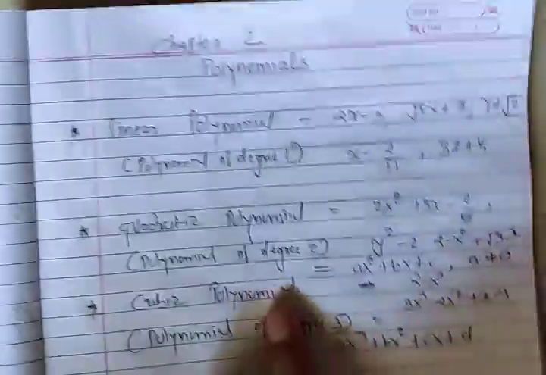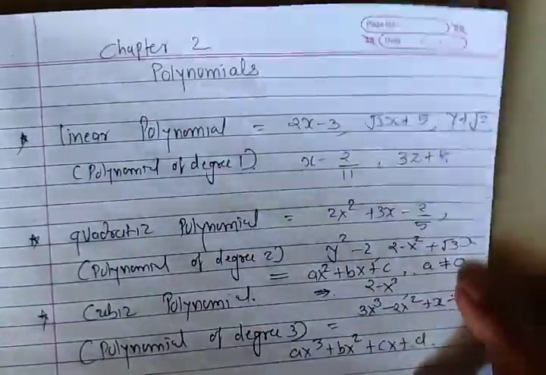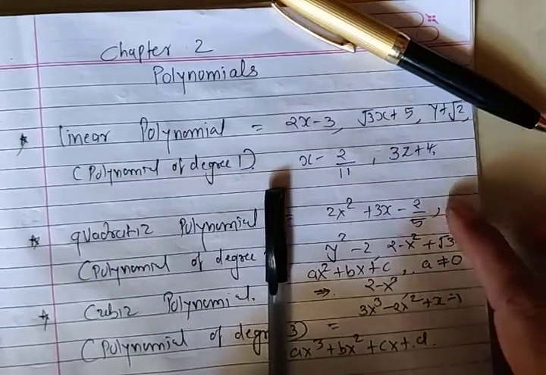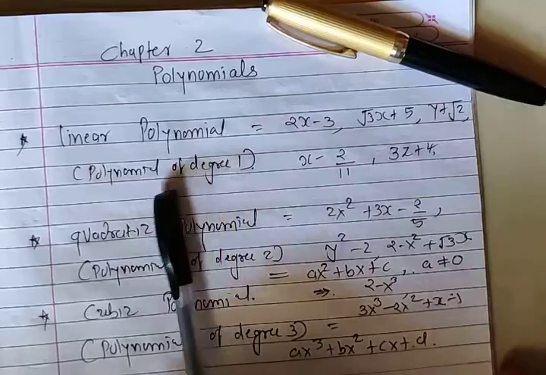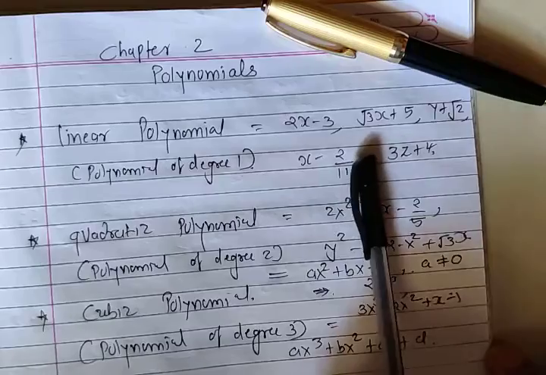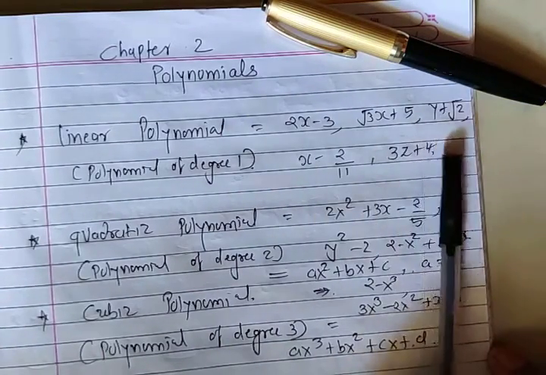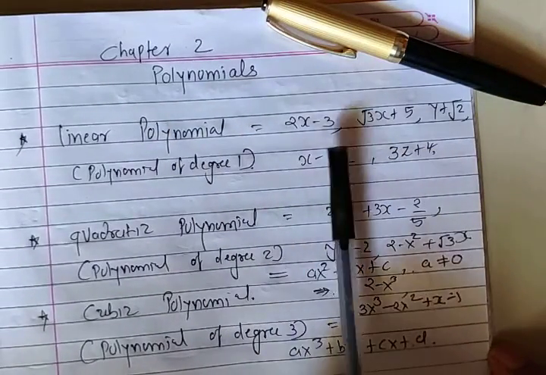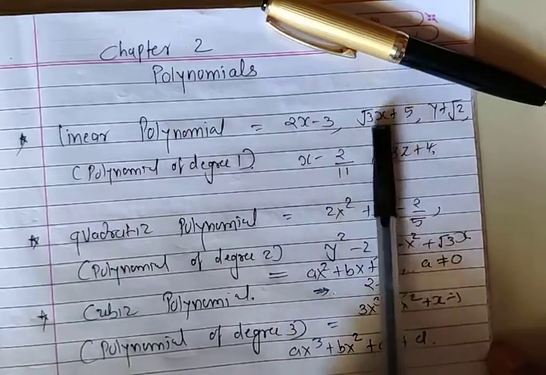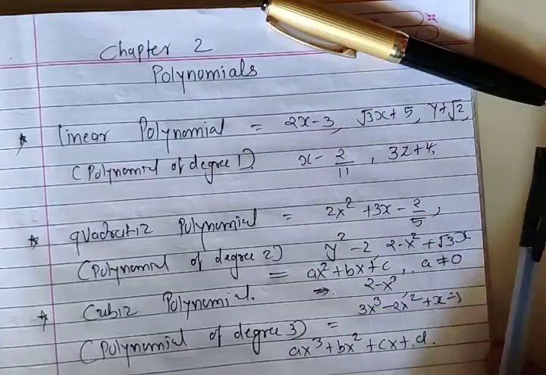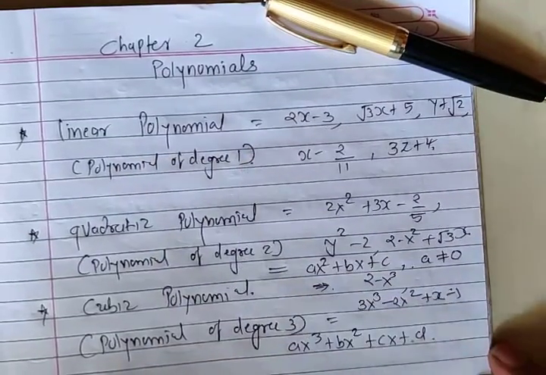Now let us see from the basic part, in chapter number 2, that is polynomials. What do we call a linear polynomial? When any polynomial has a degree of 1, like 2x minus 3, root 3x plus 5y plus root t, x minus 2 by 11, 3z plus 4, where x has power 1, y has power 1, z has power 1, then it is a polynomial of degree 1.